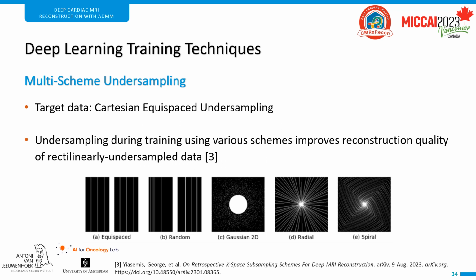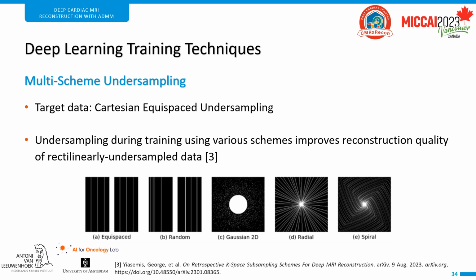Inspired by previous work, we employed a multi-scheme undersampling setup during training. Alongside the provided Cartesian equispaced rectilinear undersampling pattern, we employed several other undersampling schemes, as shown in the image. These schemes included undersampling patterns generated on the Cartesian grid, such as random rectilinear, variable density two-dimensional Gaussian, pseudo-radial, and pseudo-spiral schemes. Additionally, the acceleration factor was chosen randomly between 4 and 10, to match the acceleration factors of the target data.